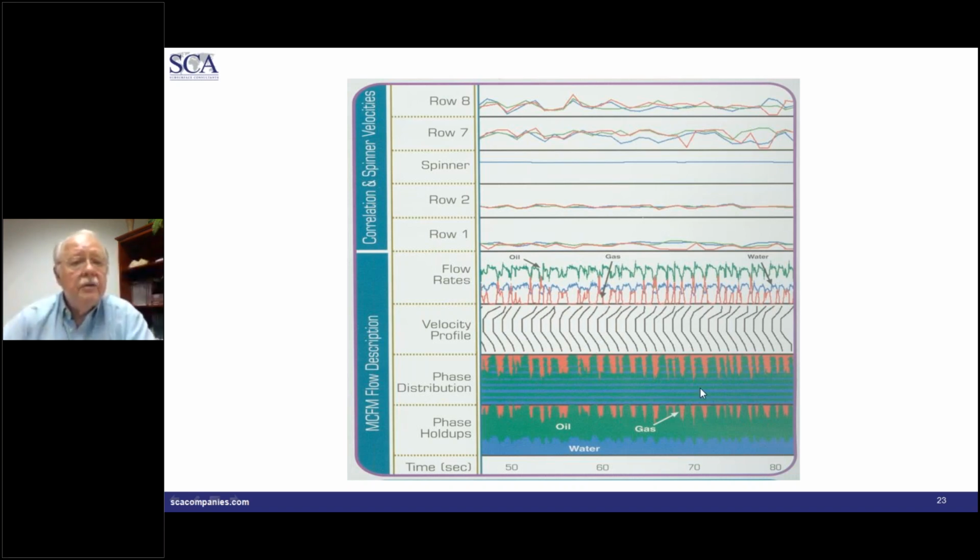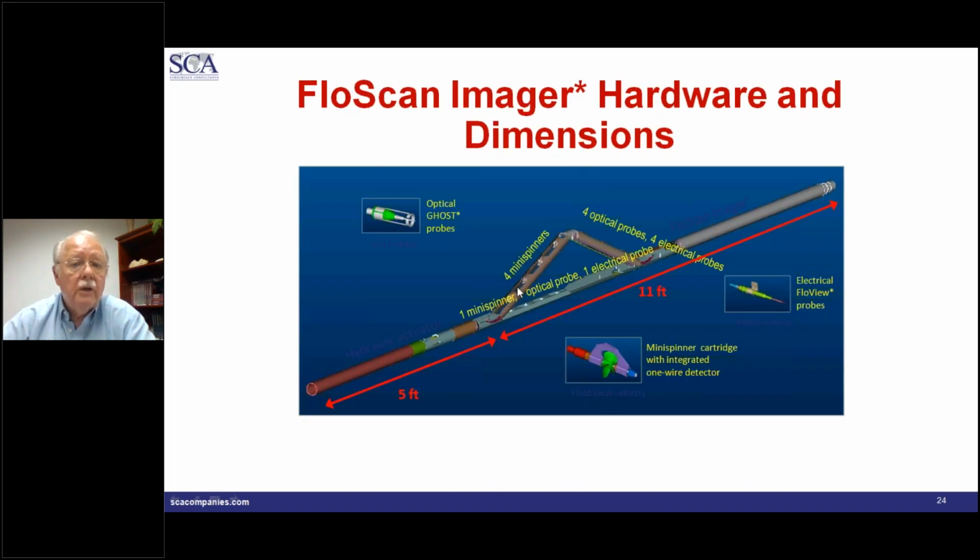Okay, here is a tool called the FloScan Imager. Schlumberger came up with this back in about 2005, I think. It shows an A-frame structure that basically opens up downhole, and on that A-frame you find a series of spinners, 1, 2, 3, 4, and then there's a 5th spinner here in the tool housing.